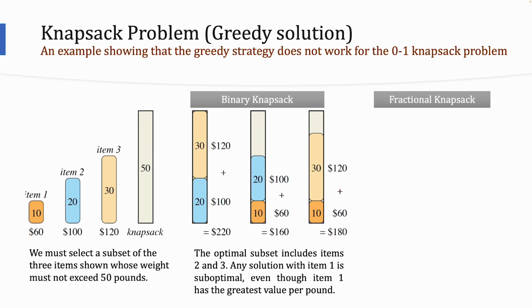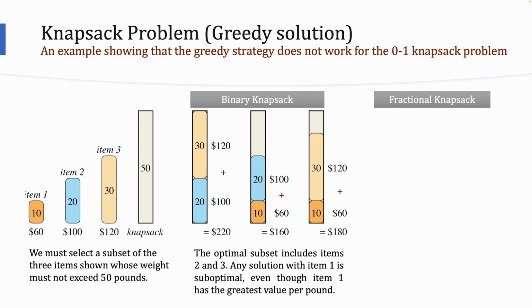So interestingly enough, the optimal subset includes items 2 and 3. And any solution with item 1 included, which is our greedy choice, does not lead to the optimal answer here. So here is an interesting observation. We just realized that the greedy choice we were talking about, which sounded quite smart, does not lead us to an optimal answer here.